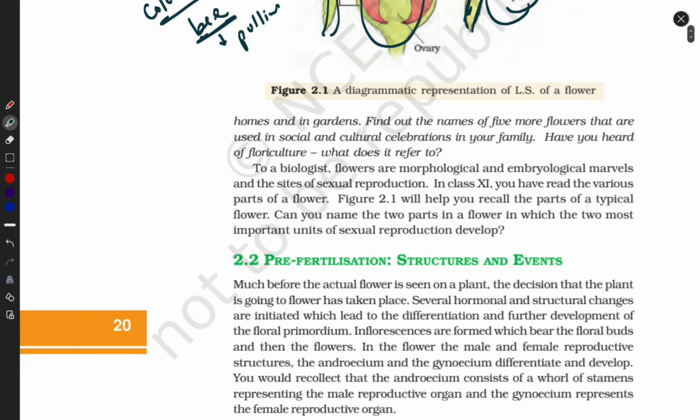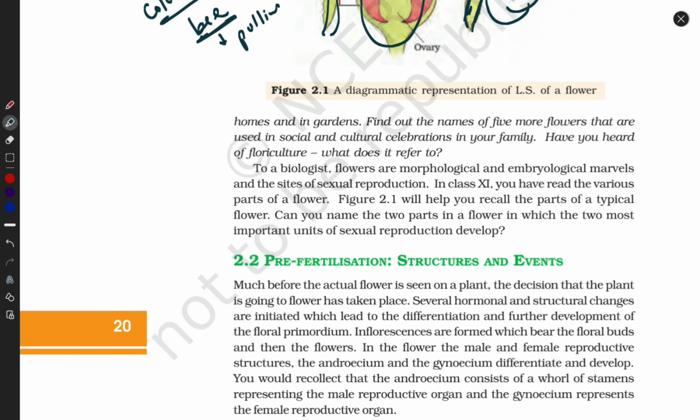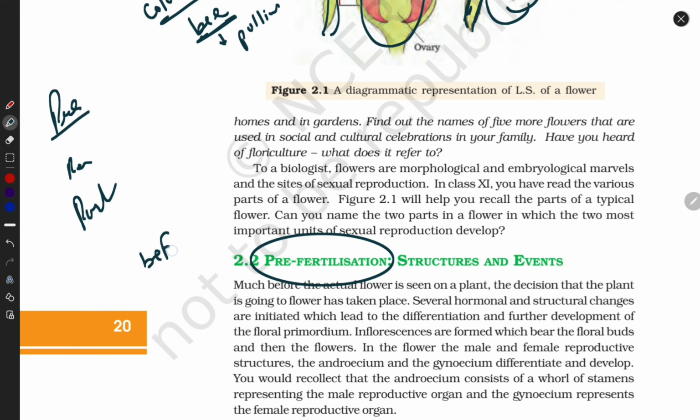Okay, let's start. Now guys, let's begin with fertilization. There are 3 steps: pre-fertilization, fertilization and post-fertilization. One by one we will discuss everything. Now, what is pre-fertilization? It means before fertilization, what kinds of events happen in plants? I repeat, before fertilization, what kinds of events happen in plants? You can say in the flower.